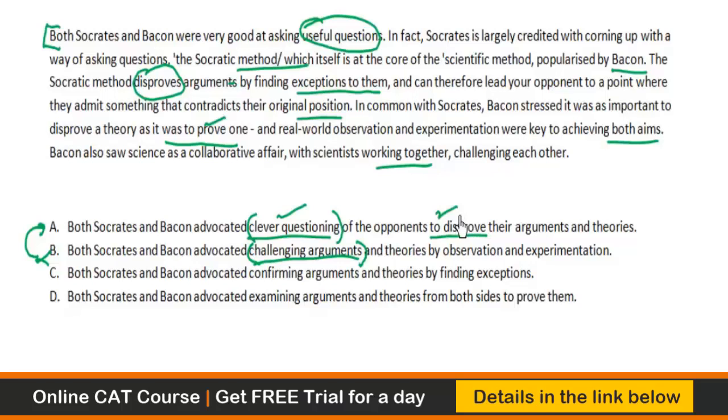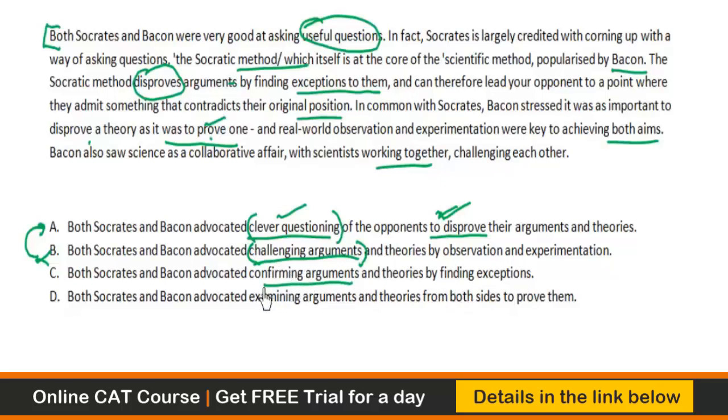And then A says to disprove them. But the passage says that proving both was equally important, because it says here Bacon stressed it was as important to disprove a theory as it was to prove one. And real world observation and experimentation were key to achieving both aims, and in the sense that both proving and disproving was equally important. And C says both Socrates and Bacon advocated confirming arguments and theories by finding exceptions.